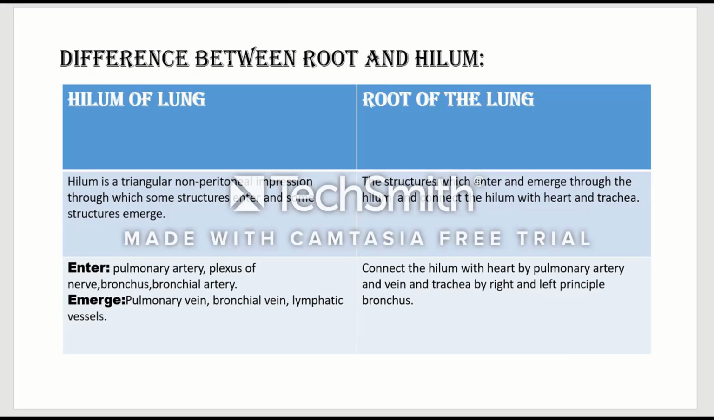তারপর একটা most important for viva and written question is difference between root and hilum. Hilum এর ক্ষেত্রে আমরা বলতে পারি hilum is a triangular non-peritoneal impression through which some structure enter and some structure emerge. Enter করে কি কি? Enter করে pulmonary artery, plexus of nerve, bronchus and bronchial artery, and emerge করে pulmonary vein, bronchial vein, lymphatic vessels.